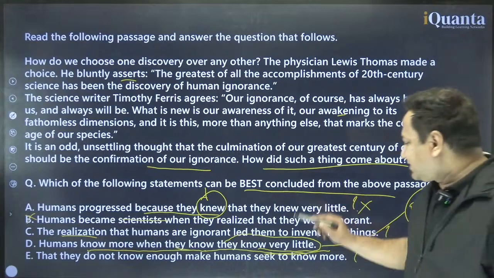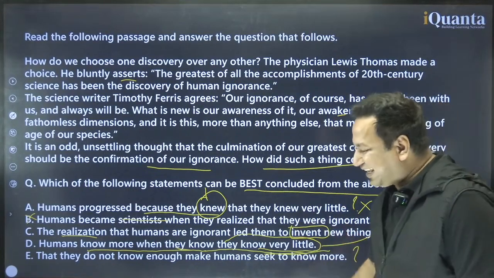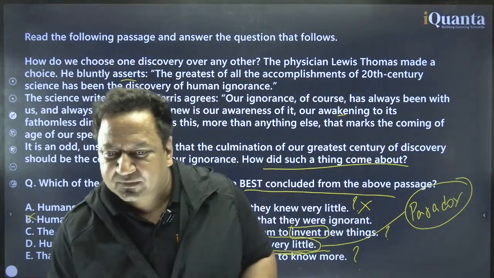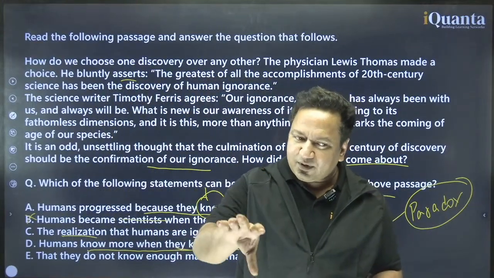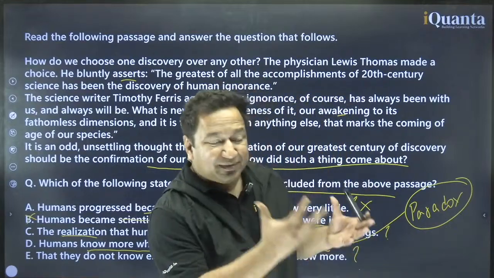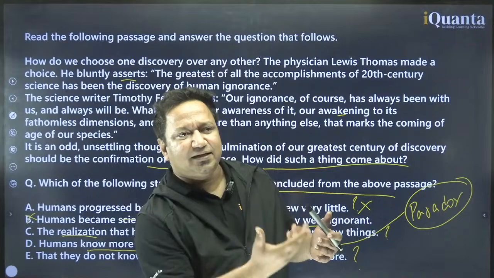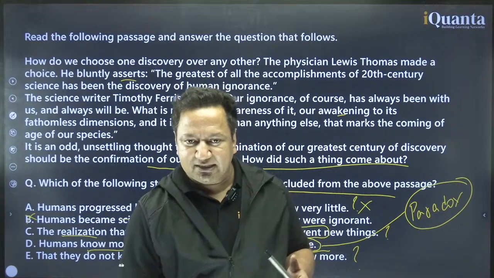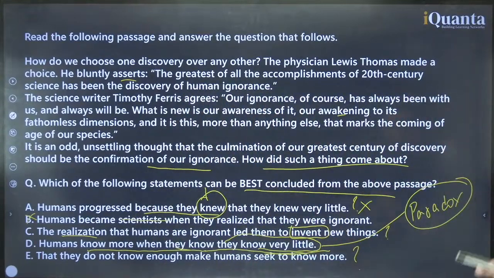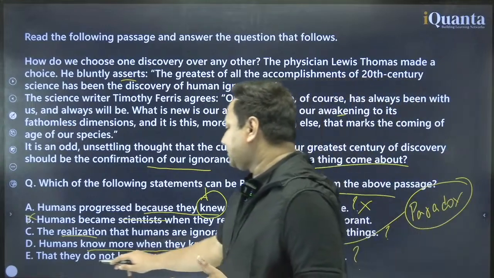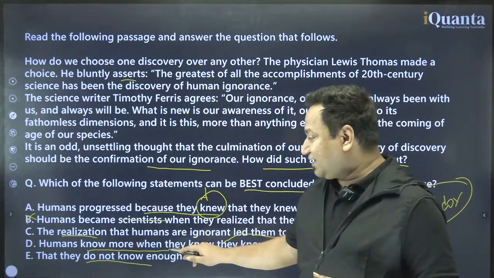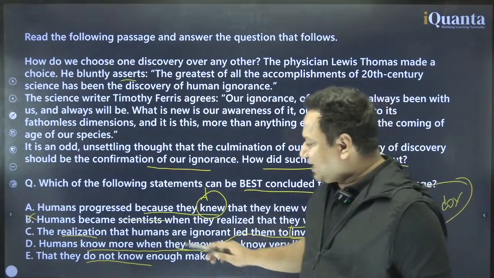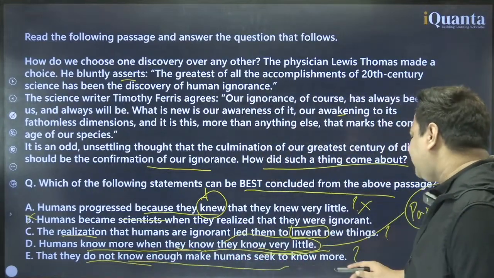Now, C talks about invent new things. Invent is a word which talks about creating something new, something physical, or if not physical, something which has an empirical nature, which can be verified. Is that right? While E says that they do not know enough, make humans seek to know more. All right. यहाँ पे ये नहीं बोला गया डी जैसा नहीं है कि इनको मालूम था कि नहीं जानते. It says if you do not know more, will make humans seek to know more.